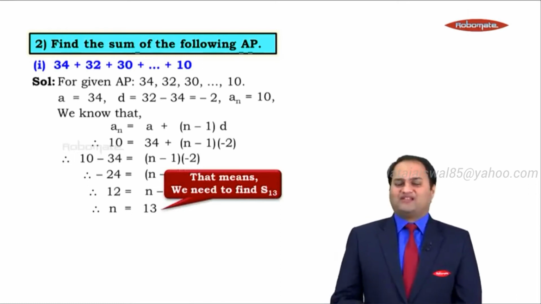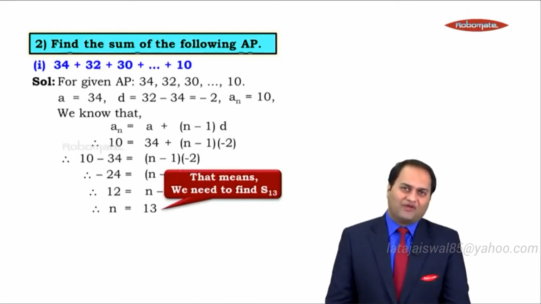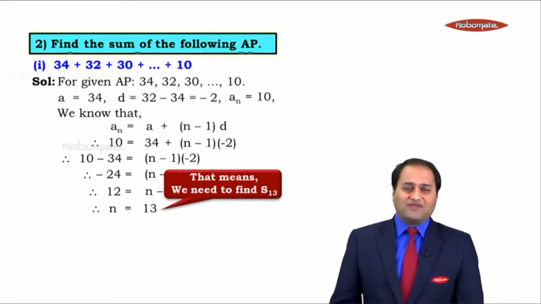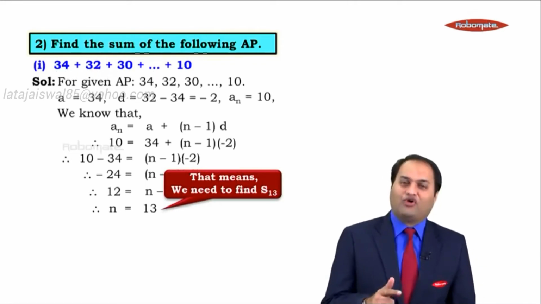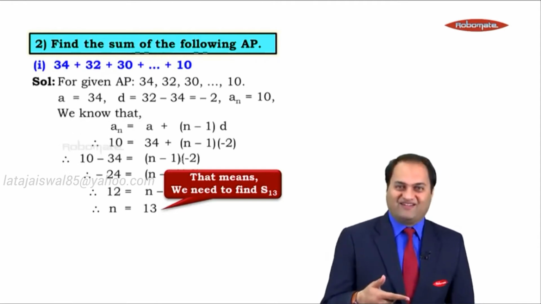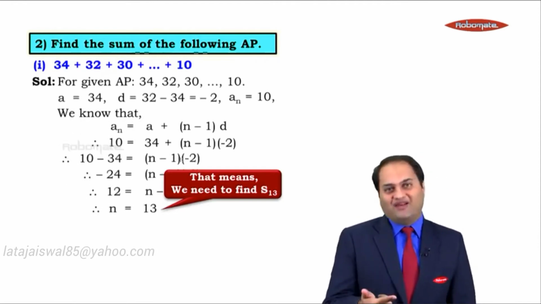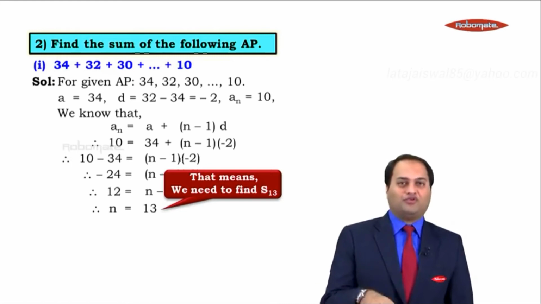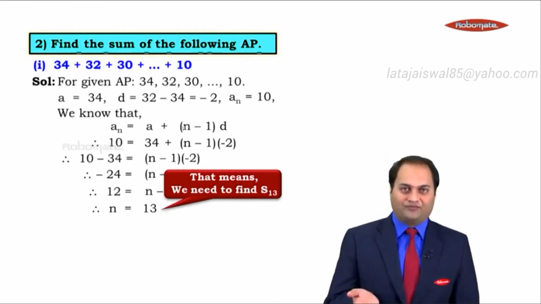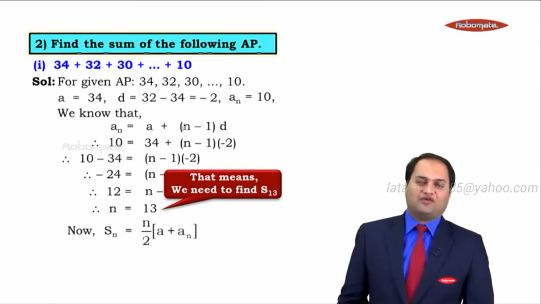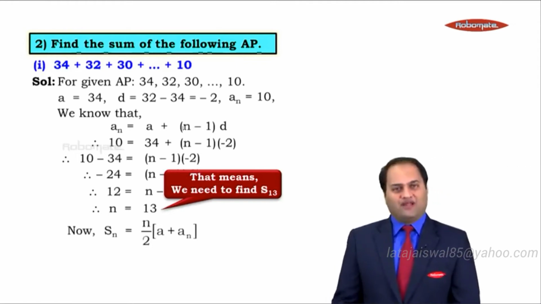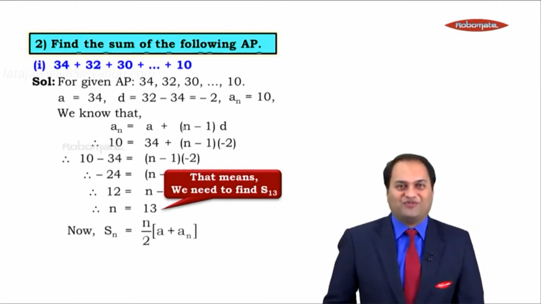Now to find SN, we have learned two formulae. Which one to use here? Here the best part is we know the value of D and we also know the value of AN. So D is also known, AN is also known. We have an option of using either of the two formulae, right? So I think it is better to use the second formula, SN is equal to N upon 2 into A plus AN, better from the calculations point of view, right?